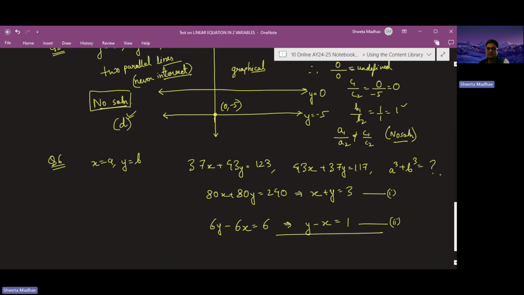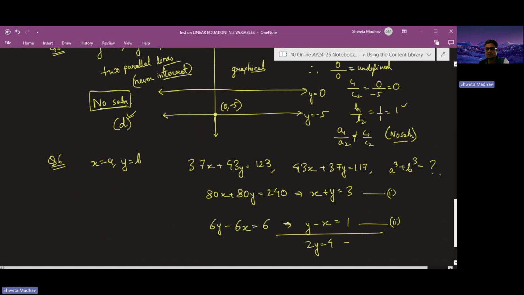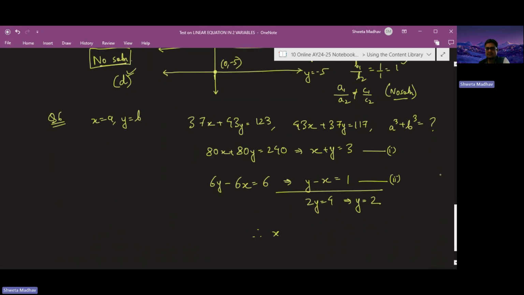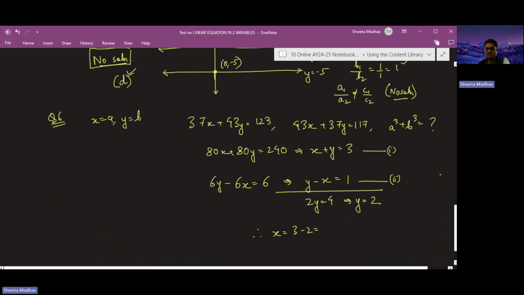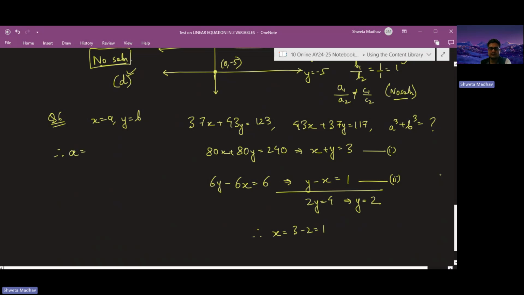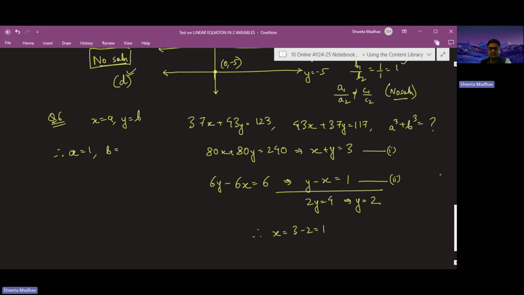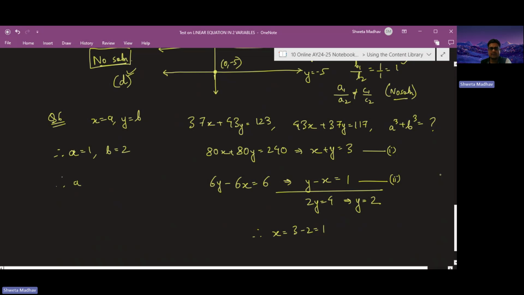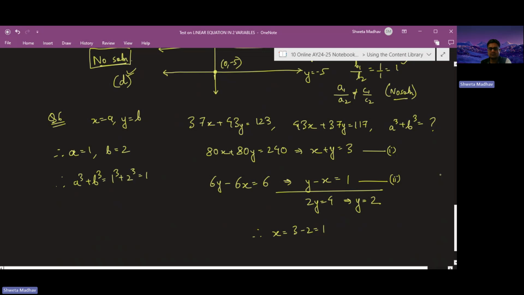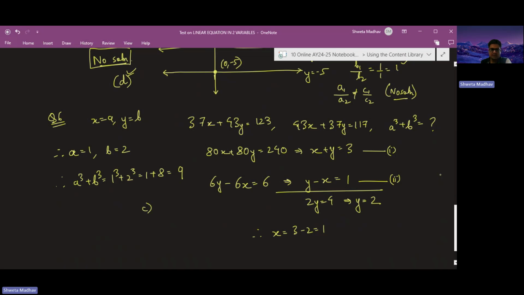Now if we add them, then x will get cancelled. We will get 2y equals 4. So y will be equal to 2. And therefore x will be equal to 3 minus 2, that is 1. So x is 1 and y is 2. So therefore the value of a is 1 and b value is 2. Now we need to find a cube plus b cube value. So that will be 1 cube plus 2 cube. So that will be 1 plus 8, that is equal to 9. So option C is the correct answer.